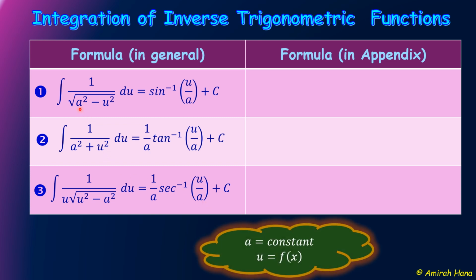What is a? A means constant, and constant means any value. What is u? U means the function in any variables.